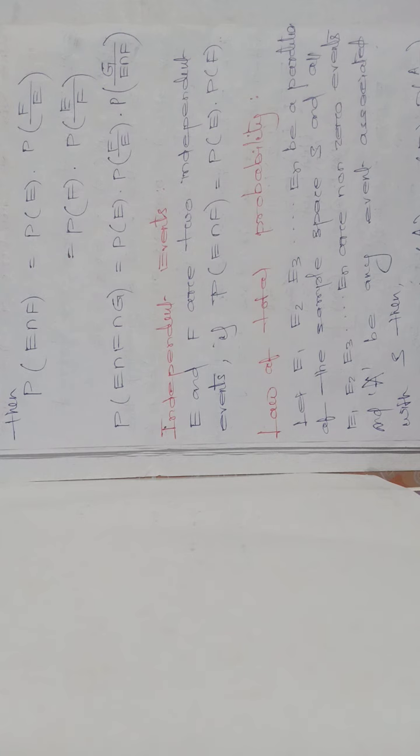Now, two events are said to be independent events if the probability of E intersection F is equal to the probability of E into the probability of F, P(E) into P(F).